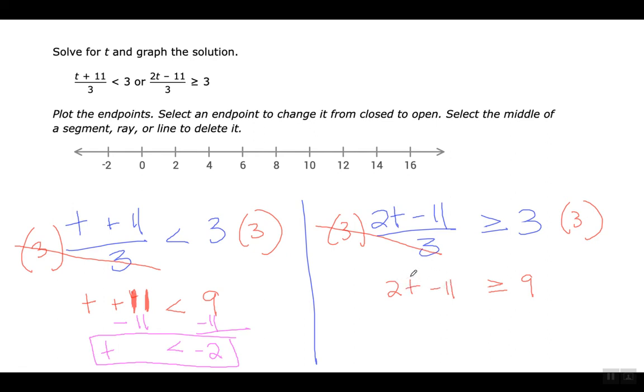So again, the number that's with the variable, you move last. I'm going to get rid of this first. So this is going to give me 20. The 2t is right here. Alright, now I still got to get rid of that 2 by dividing both sides by 2.